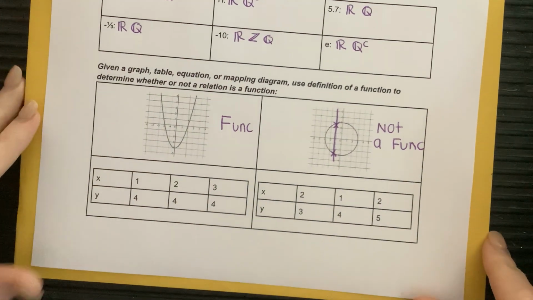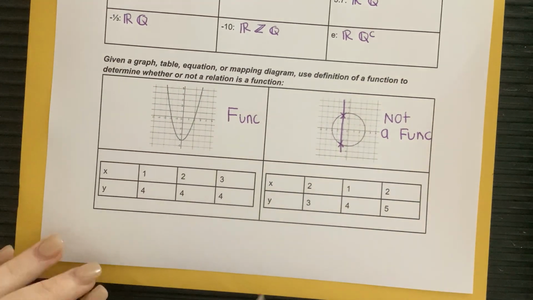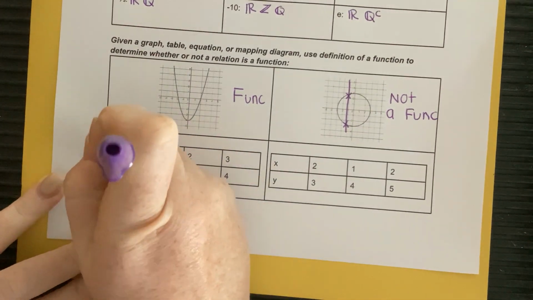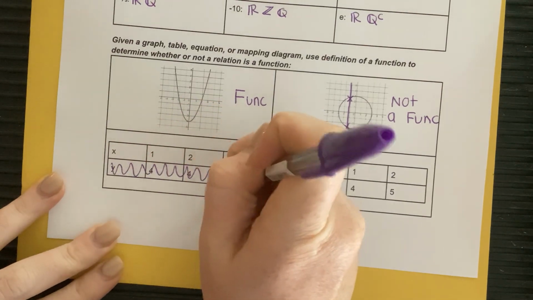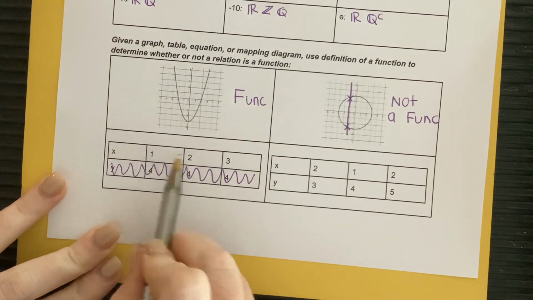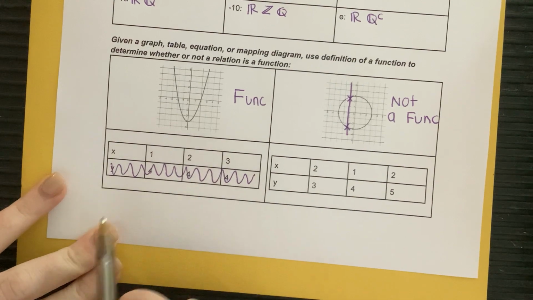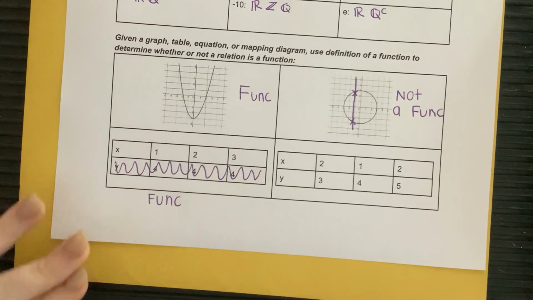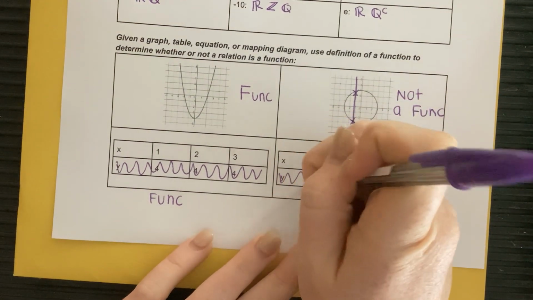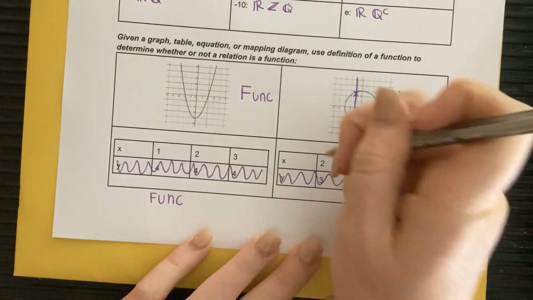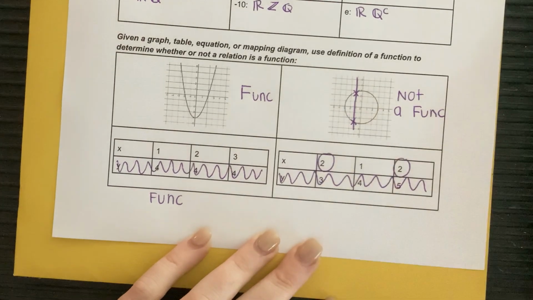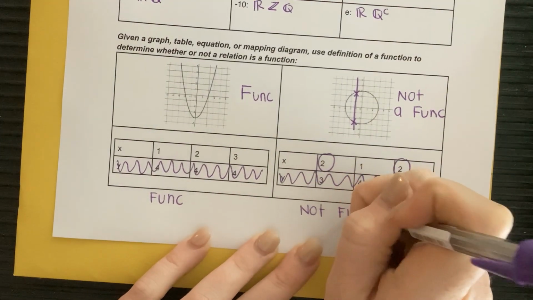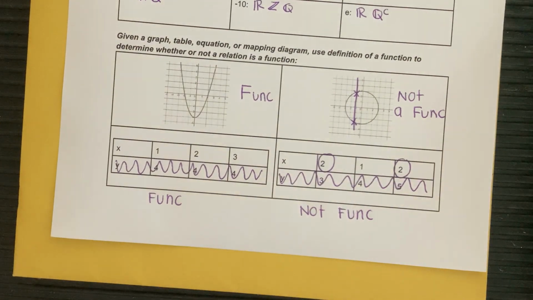When you guys are on a table, your Y values do not matter. So on this first one, it doesn't matter that 4 is repeating over and over because we're not even looking at our Y values. We're only looking at our X values. 1, 2, 3 does not repeat, so this one is a function. Again, Y values don't matter. Don't even look at them, all right? 2 and 2, X's repeat, so this is not a function, all right?